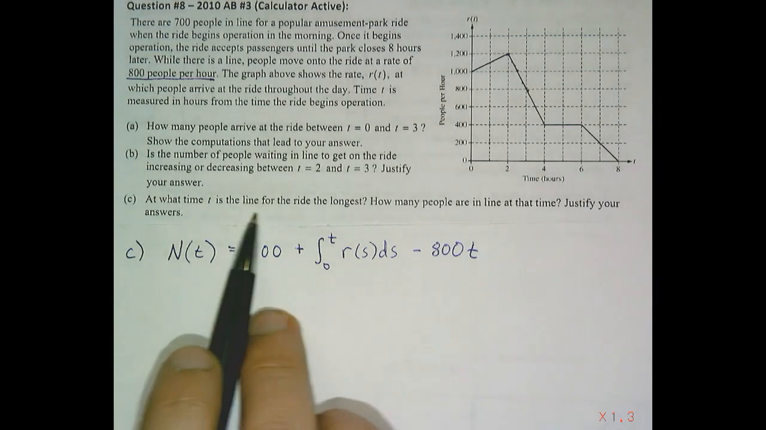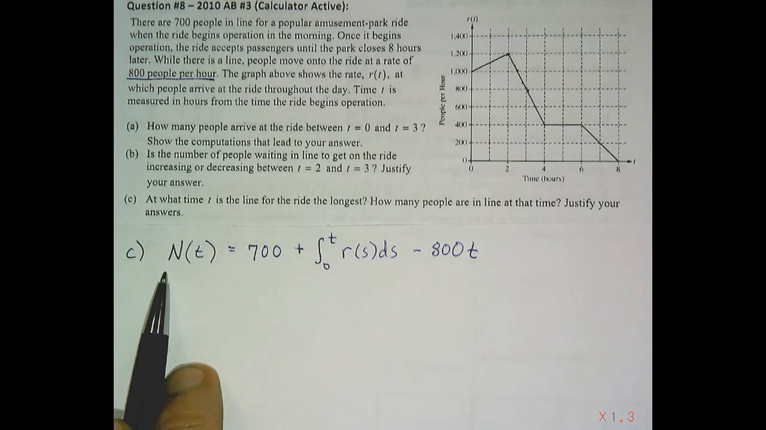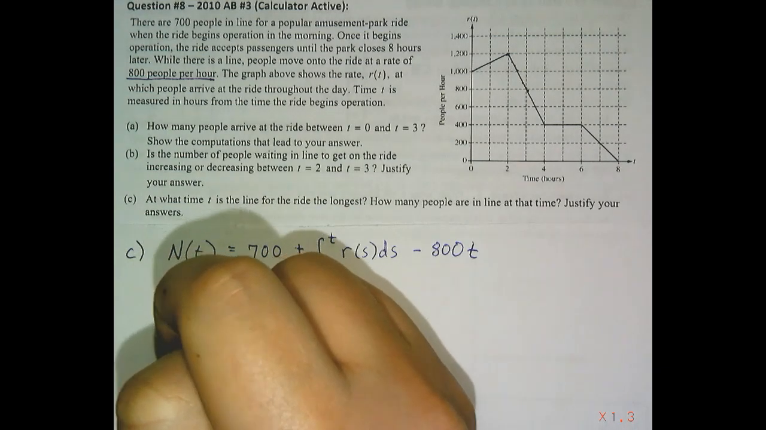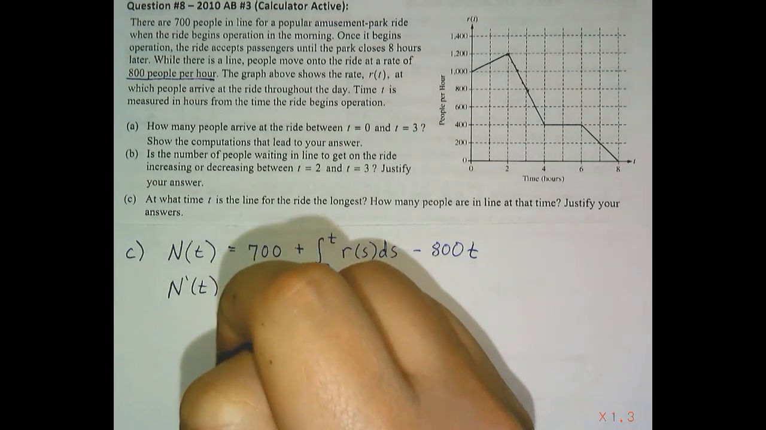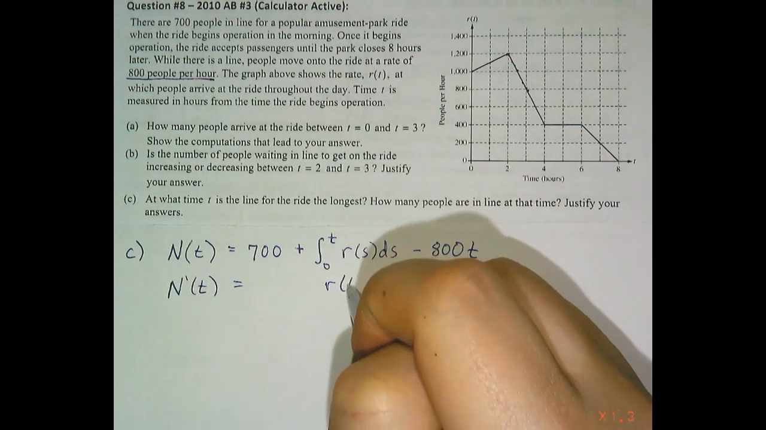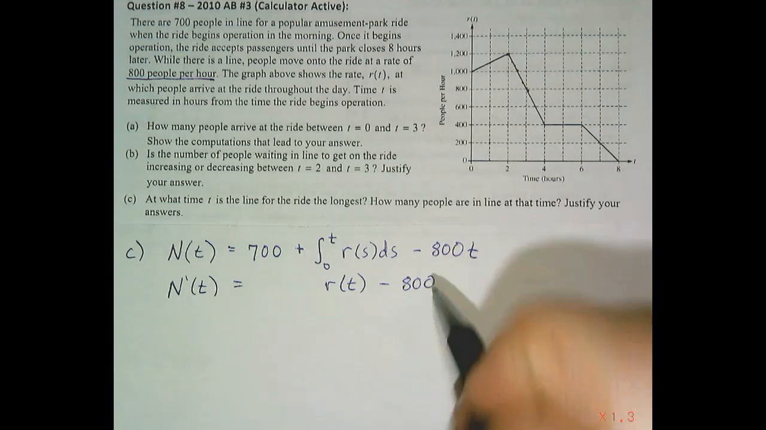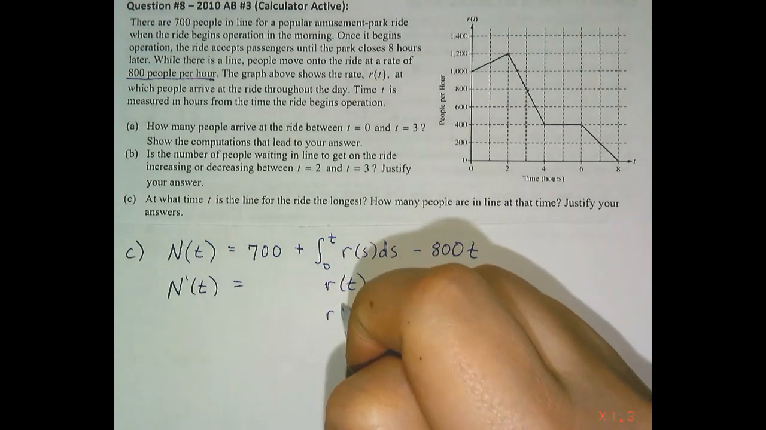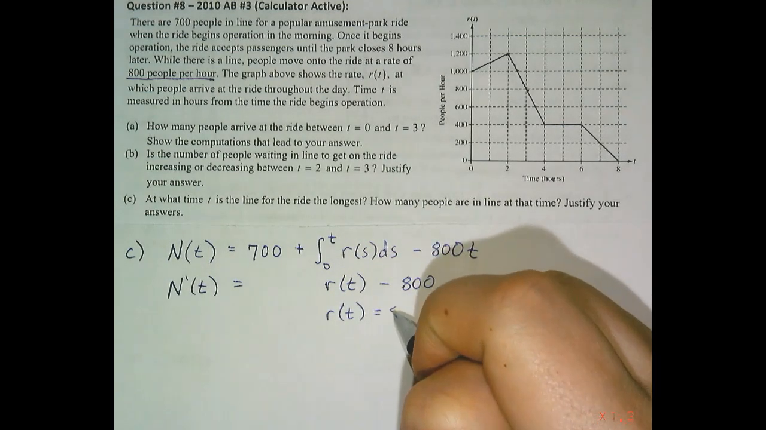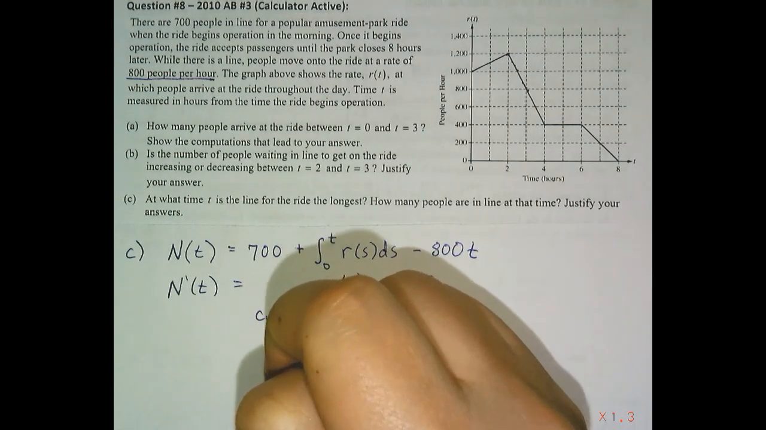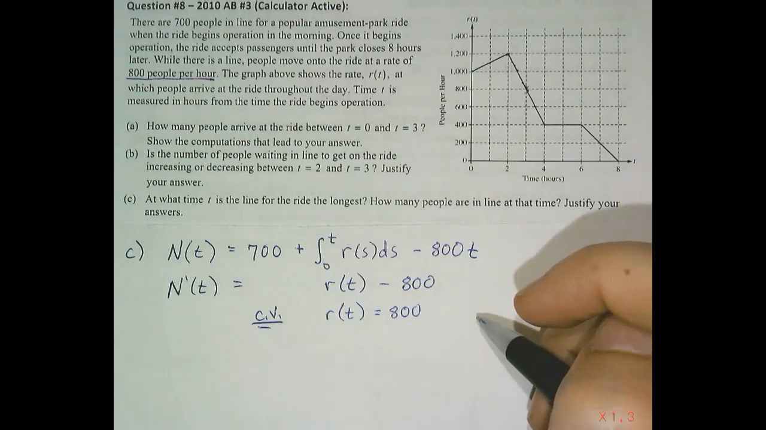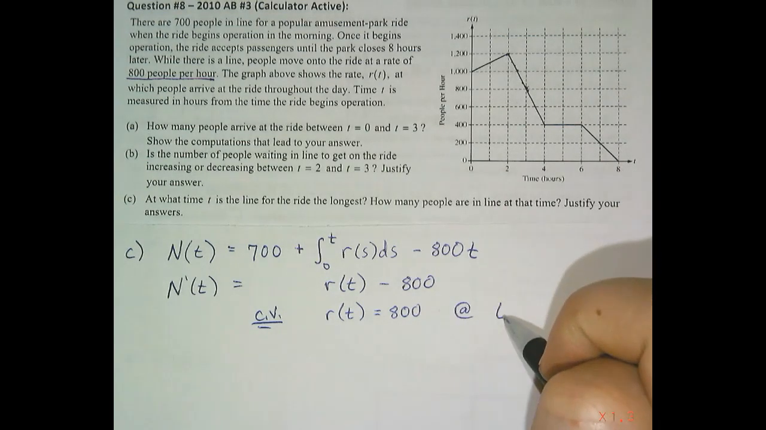And if they're asking when is the line the longest, we are going to be looking for when is N maximized. So we have to find N prime of t, and we get r of t minus 800 if we take the derivative of both sides. N will be maximized at a critical value. The critical value occurs when r of t equals 800. So our max or our minimum occurs at time 3, and this is at t equals 3.